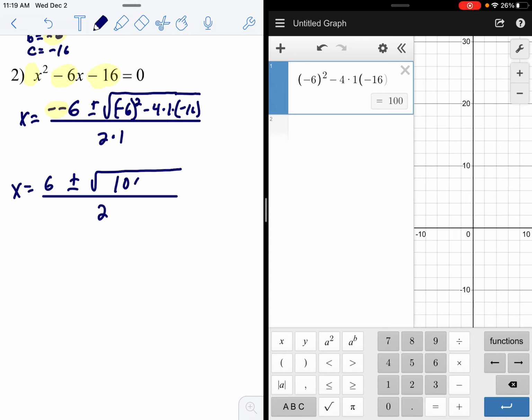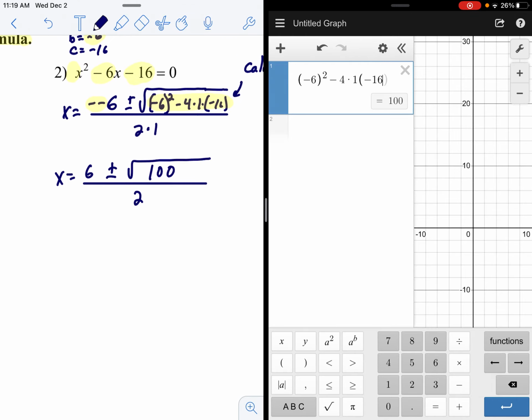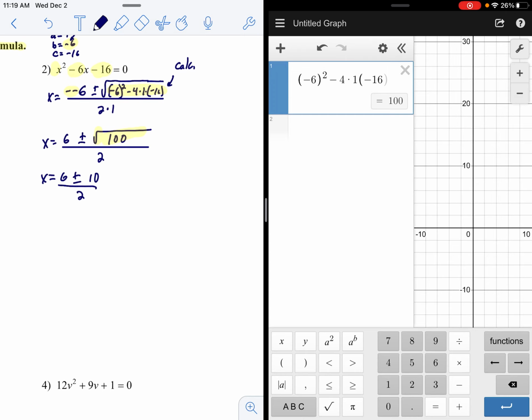And you get 100. If you really want to sit down and work this out mentally, more power to you. But I say just type this part into a calculator and just live with it. That's totally good to do. So we get 6 plus or minus. Now, what is the square root of 100? The square root of 100 is 10, all over 2. Now it's time to deal with the plus minus.